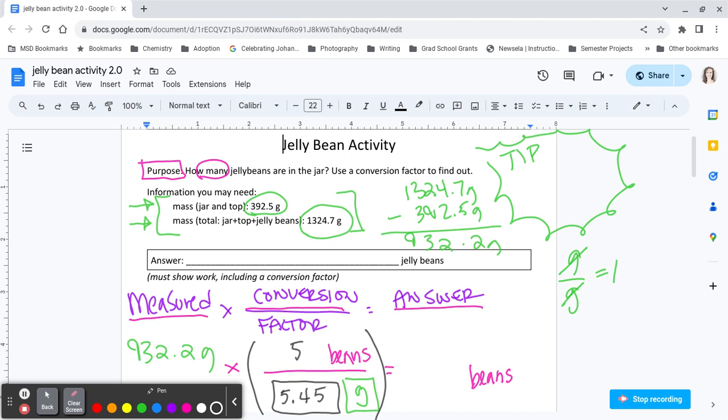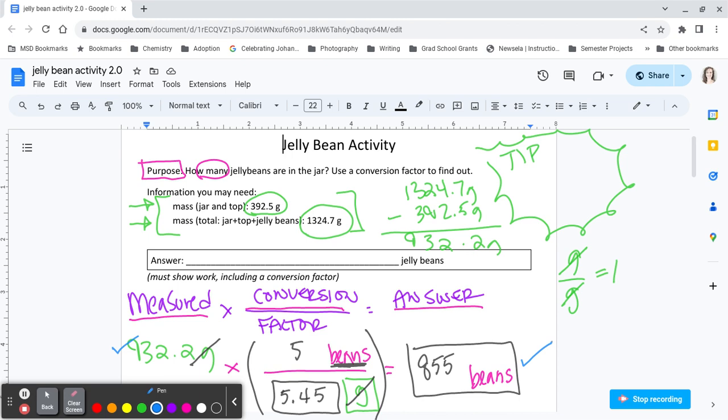So what I got was 855 beans. I'm going to go back and check my work. I have grams on the top, grams on the bottom. So grams reduce out. The only unit I'm left with is beans. And the starting amount and the ending amount should be similar. If I'm holding 932.2 grams in my hand, I'm probably holding around 855 beans in my hand. I haven't changed the amount of jelly beans in the jar. I've just converted out of one unit, grams, and into another unit, beans.